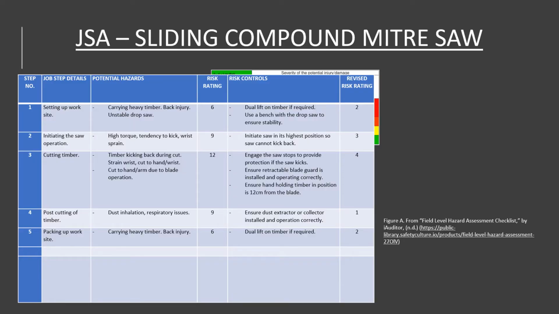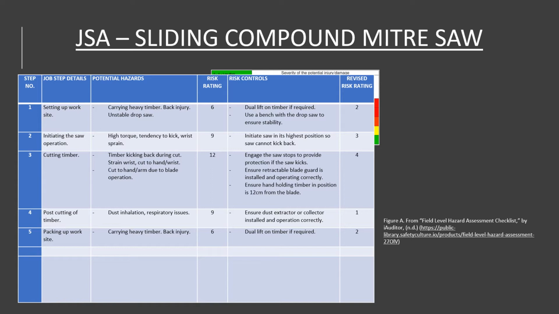Here we have a JSA for a sliding compound miter saw. Step 1, setting up the worksite. Potential hazards are carrying heavy timber, back injury, and unstable drop saw, with a risk rating of 6. To control this, we can have a dual lift on the timber if required, and we can use a bench with a drop saw to ensure stability, with a revised risk rating of 2.